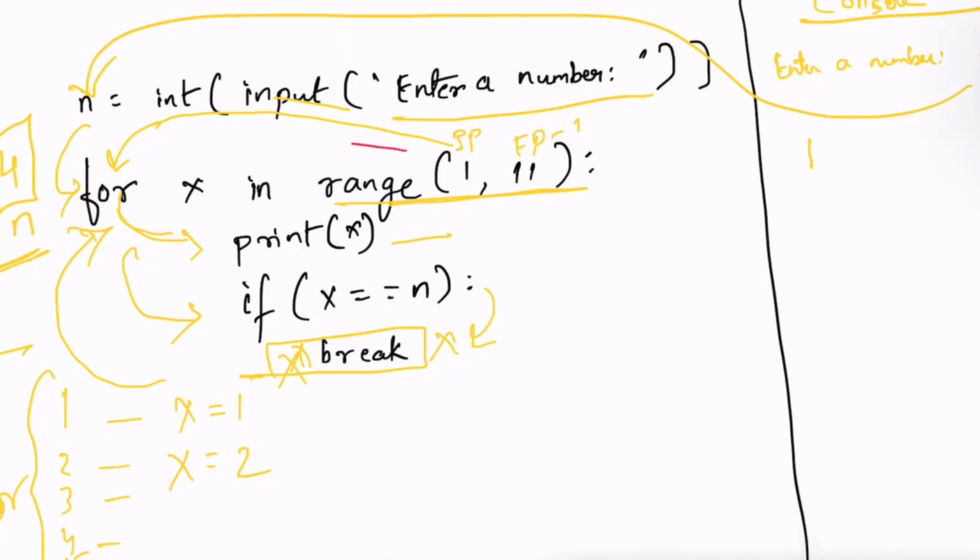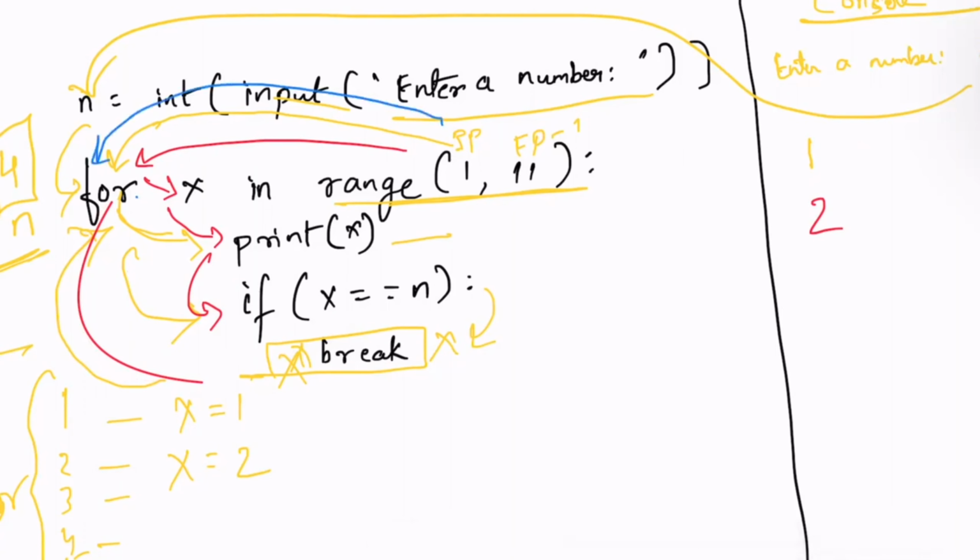Now x is again 2. From here it goes to 2 and prints here. 2 gets printed. Then again it checks whether 2 is equal to 4. No, it is not. So again it jumps from the last line to the first line. Then x is now 3, because the range says you have to execute the third time. So again it prints 3 at this stage. Then it checks whether x is equal to 4. No, it is not. Still it is not executed.